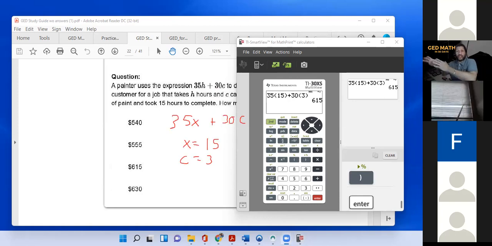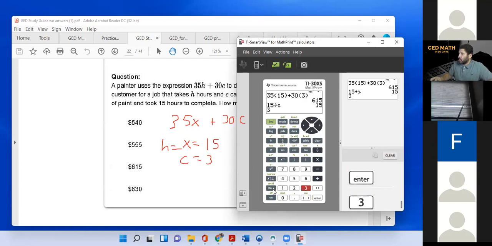Can somebody tell me why I chose X? X is a variable. Because you don't have H. Right. Yes, H is a variable, but I don't have it on my calculator. And since I want to use my calculator, I can replace any variable with any other variable. So to help me, what I can do is say H equals X, so I remember what X is for. So watch this. I'm gonna do the same thing. 15 store X, 3 store C. And then I'm gonna write in my expression 35x plus 30c. 615.